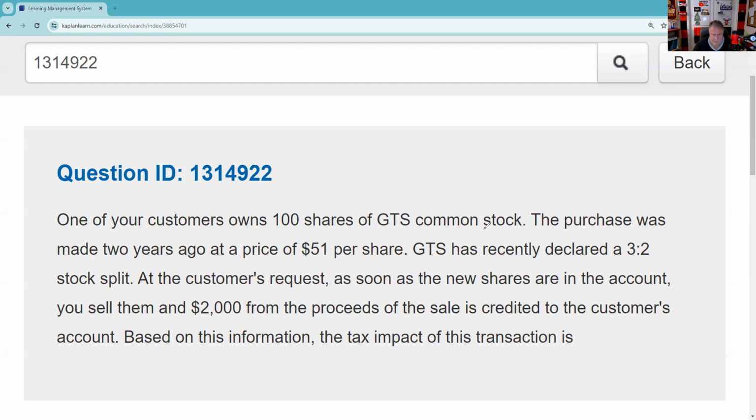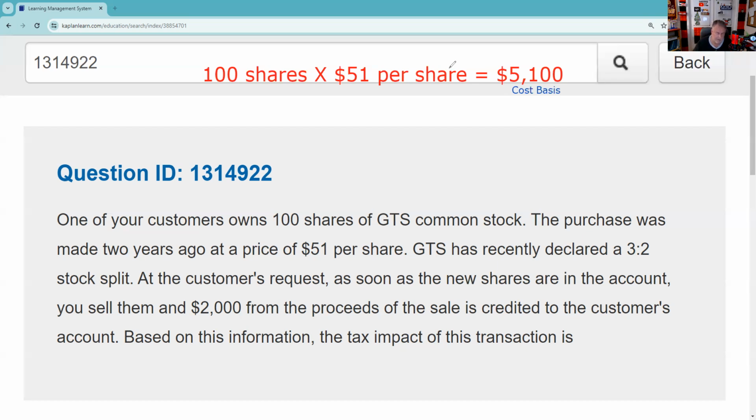Here is the request, QID 1314922. One of your customers owns 100 shares of GTS common stock. The purchase was made 2 years ago at 51. So first thing we want to do is figure out what is the cost basis on this position. Cost basis is simply when you turn your money into the investment. One of the ideas is that you're going to turn your money into the investment, and then later on, you're going to turn the investment back into money.